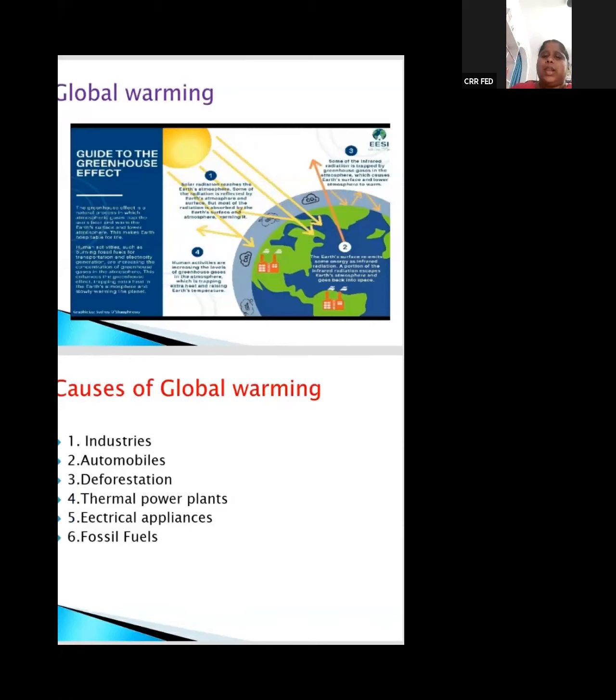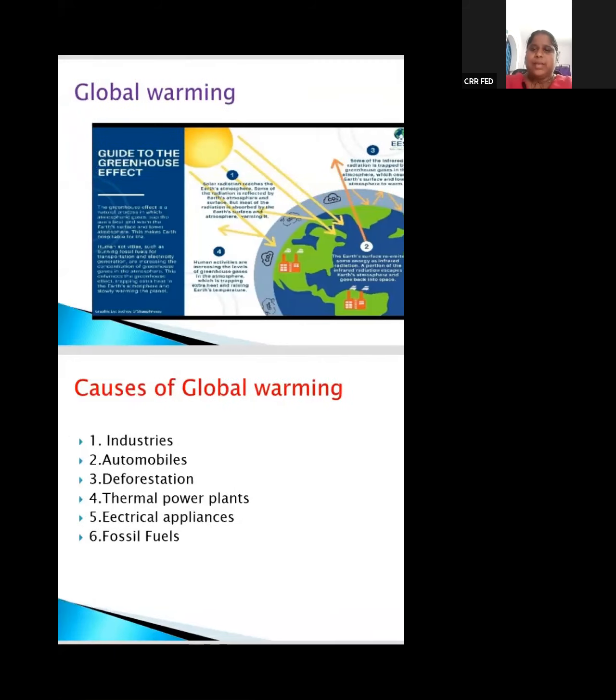So the natural greenhouse effect is very essential on this earth surface. Definitely it is necessary. But in these days the greenhouse gases concentration is increasing day by day. So these greenhouse gases trap more and more infrared radiations and re-emit more and more, and that's why the temperature is increasing.